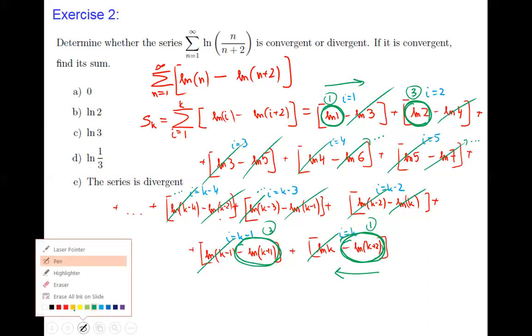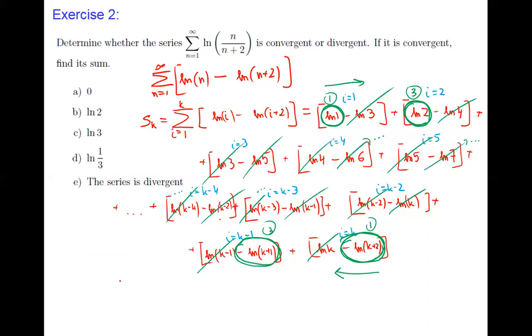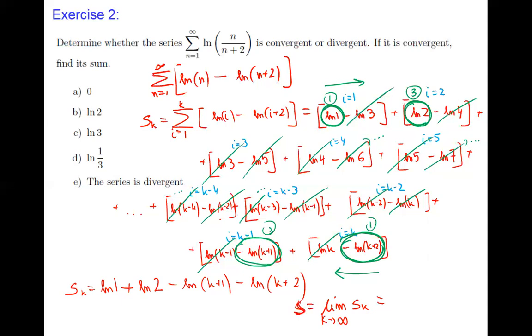Okay, that means the green circles actually are the formula for the partial sum. That means the partial sum S sub k is defined as ln of 1 plus ln of 2 minus ln of k plus 1 and minus ln of k plus 2. Okay? That means I did copy the green circles. And now I have to find the limit of the partial sum as k goes to infinity. And this will be my entire sum.